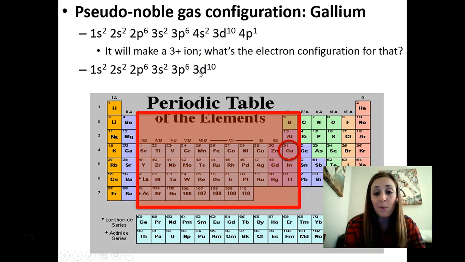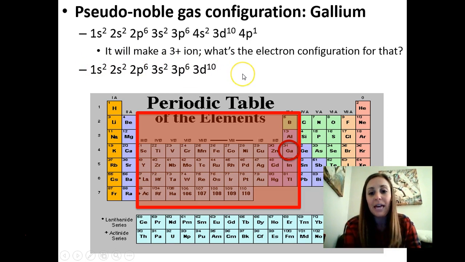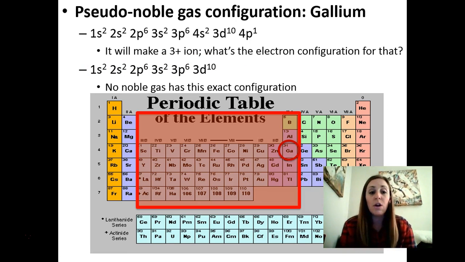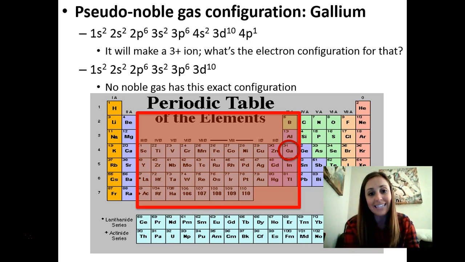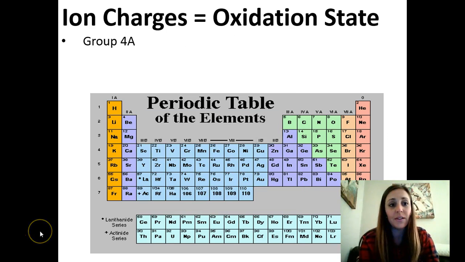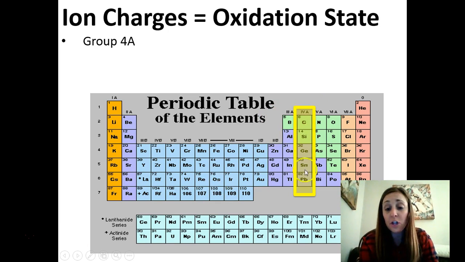There's no noble gas that has the 3d10 electrons and then no 4p6 or 4s2. So there's nothing that has 28 electrons total that's a noble gas. So if you add these up, that would be 28. That doesn't exist. So that's why we call that a pseudo noble gas, because no noble gas actually has that exact configuration. Okay, so then we have group 4A, and 4A is everything under carbon.